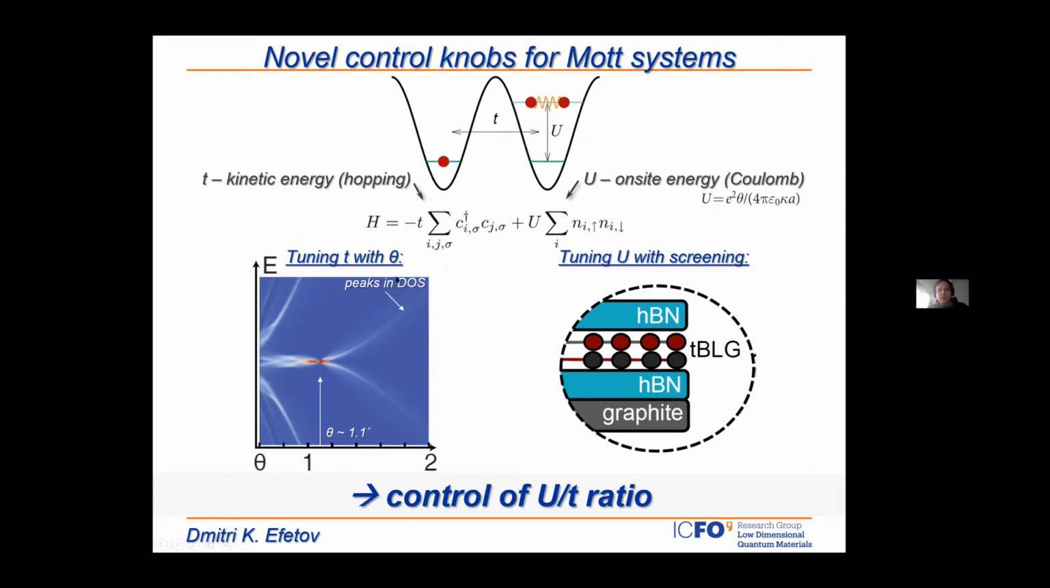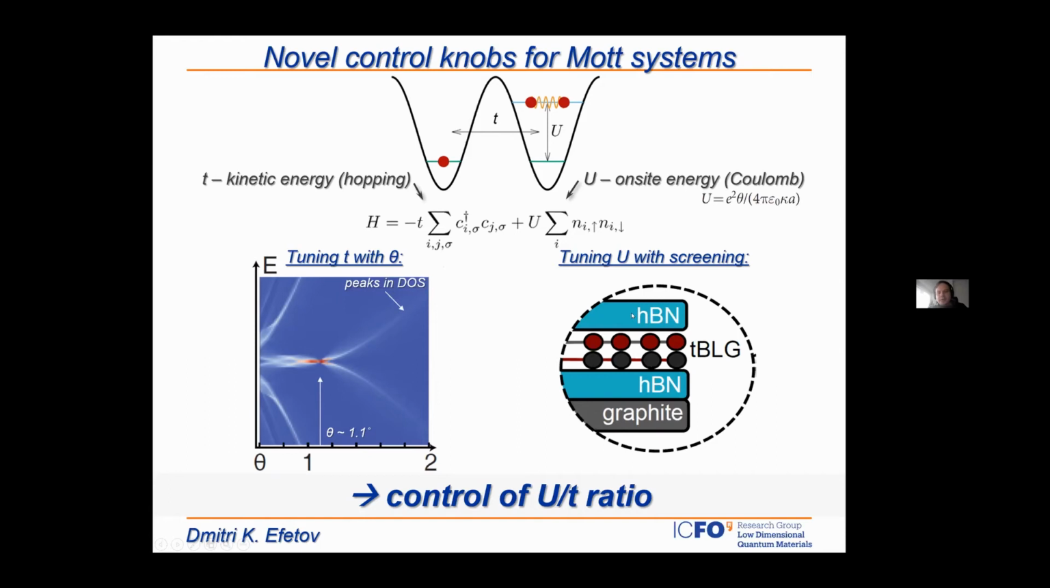First of all, we can control the kinetic energy in the problem, so T is just a function of twist angle. As I mentioned before, if we look at the dispersion relation, the bandwidth is lowest at around a twist angle of 1.1 degrees. However, if you go slightly away from this magic angle, the bandwidth becomes slightly broader, and therefore T becomes bigger. So you can control the kinetic energy by tuning T, by tuning theta, the twist angle.